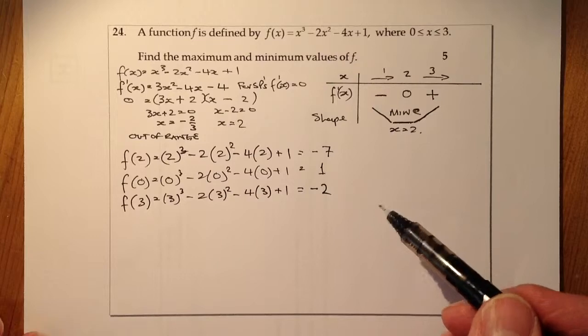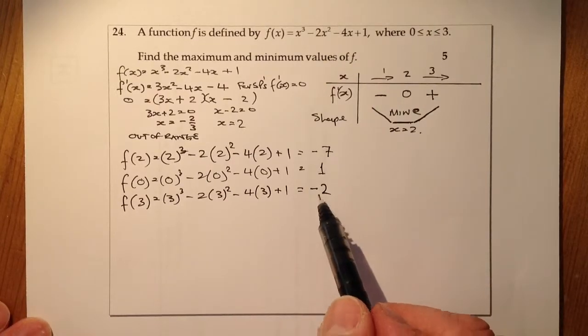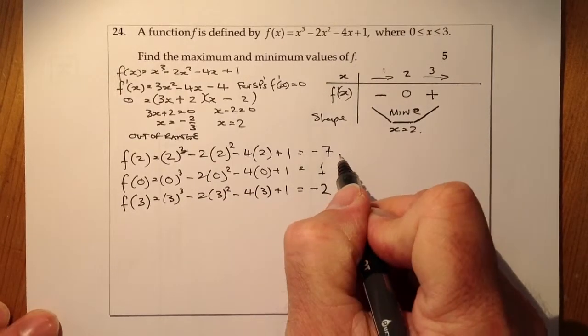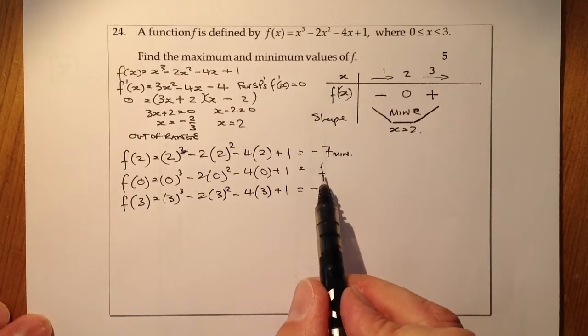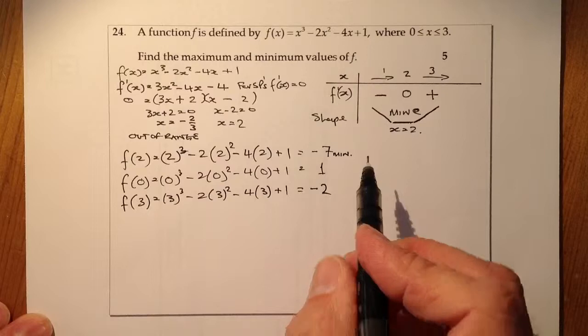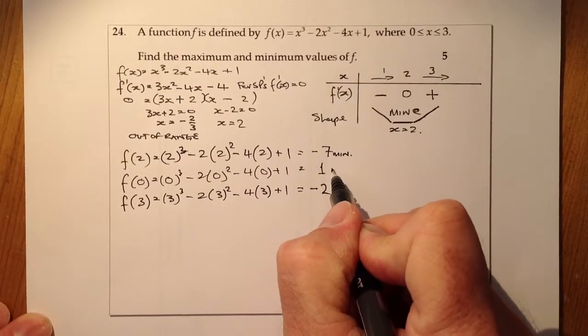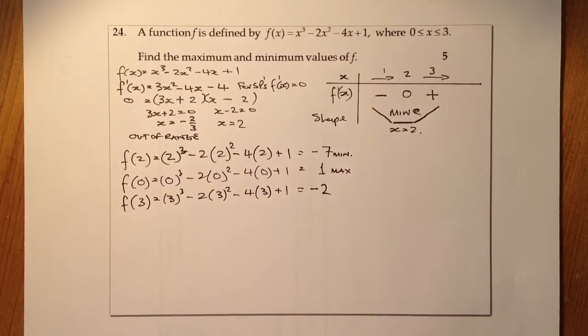Right, so from there what I can see is that the lowest value that I've got here is this one here. So this one here will be my minimum. And the highest value, the largest value of f that I've got is 1. So that there will be my maximum value.